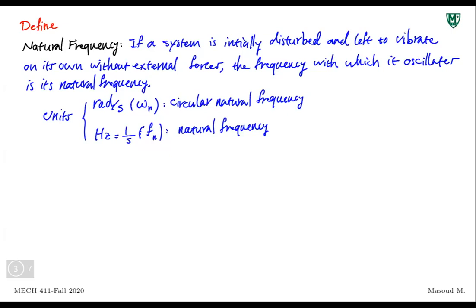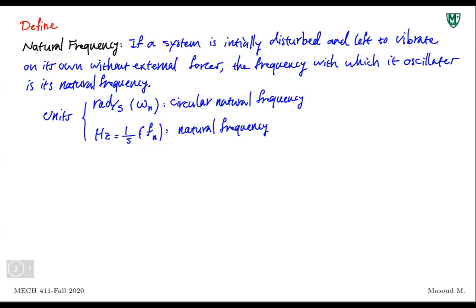Now, for the rest of the semester, we are going to use the name natural frequency for both. So I'm not going to tell you this is circular natural frequency, this is natural frequency. We just differentiate these two based on the units. So you look at the unit: oh, this is natural frequency in hertz. Look at the unit, this is natural frequency in radian per second. Okay. How do they relate? Well, that is very important. If you're given one, how can you find the value in the other unit?